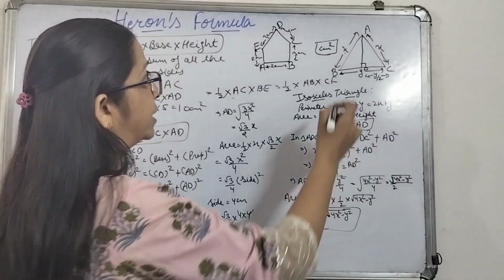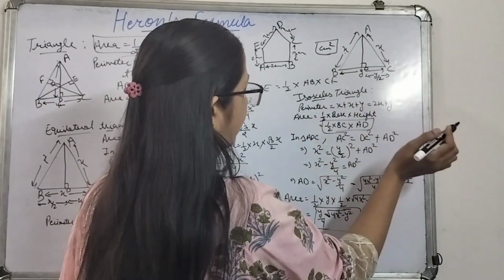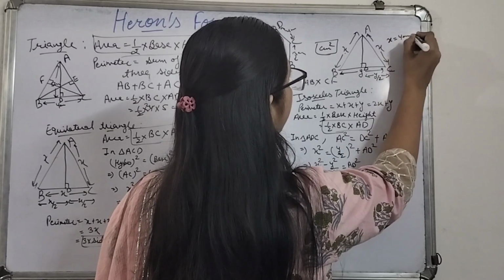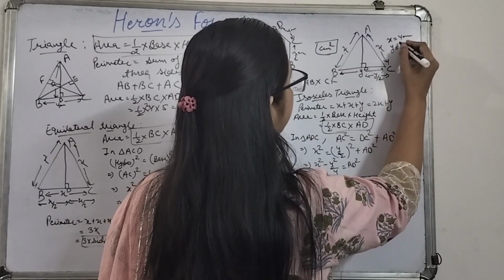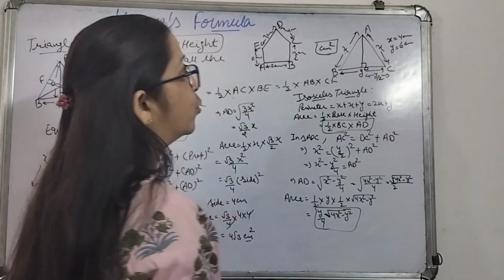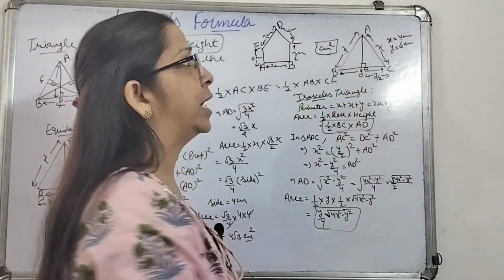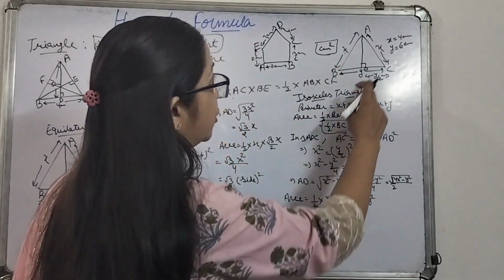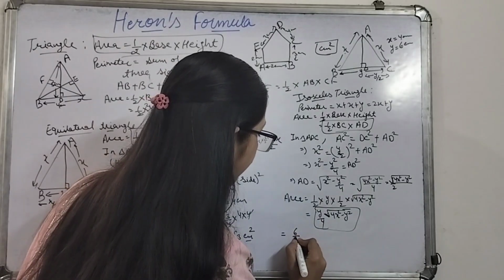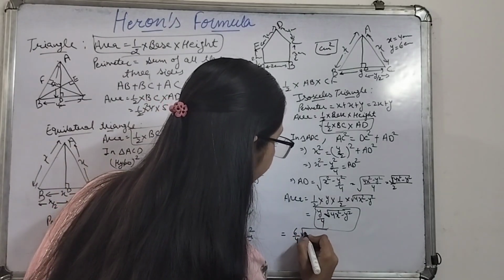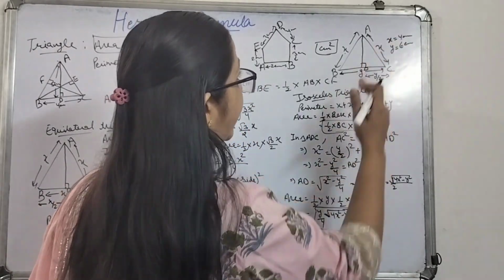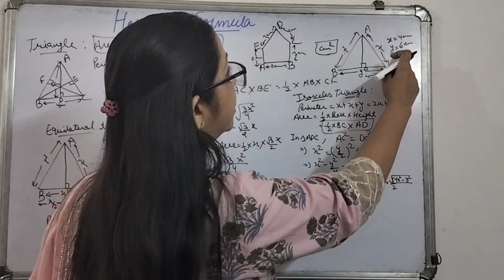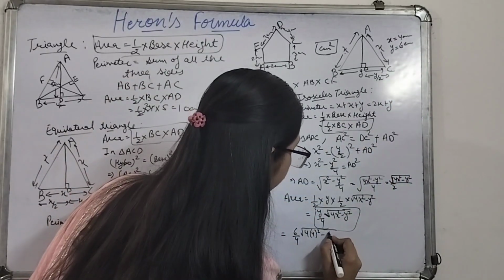So if we say that the equal sides, that means the value of x, is say 4 centimeter and the value of y is say 6 centimeter, what will be the area of the isosceles triangle? If we solve it, instead of y we will keep 6 by 4 multiplied by the square root of 4 into x square. x is 4, so square of 4, minus y is 6, so square of 6.